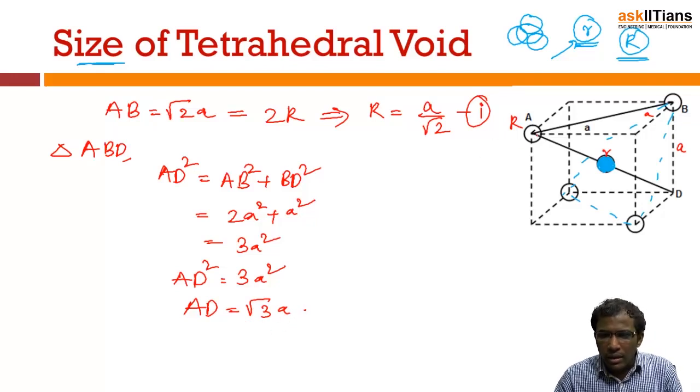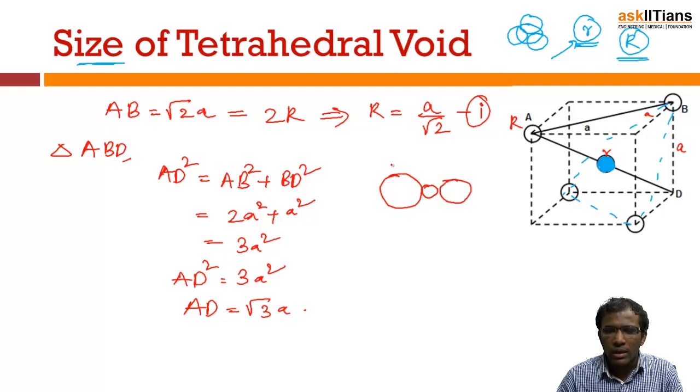Okay. But here these three spheres are also touching. So, this sphere is touching this one and this sphere is touching this one. So, it is like this. This is a big sphere and this is the void, and this is our A and this is our say D. So, like this they are touching.